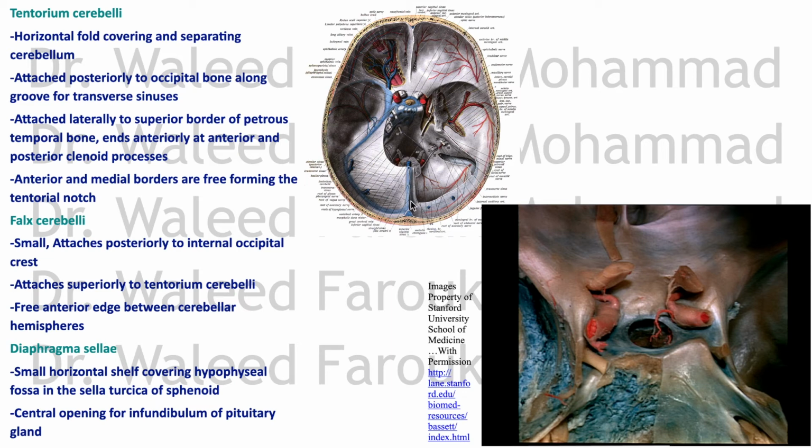The falx cerebelli is below the level of the internal occipital protuberance. It's the same principle as the falx cerebri. It has a free border, but it's very small, very tiny, between the two cerebellar hemispheres.